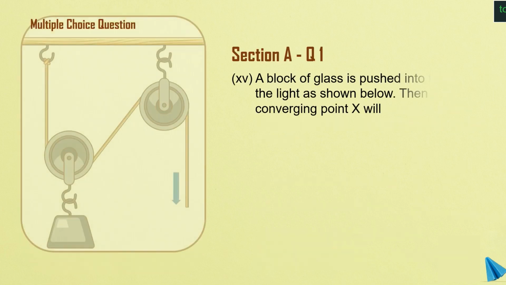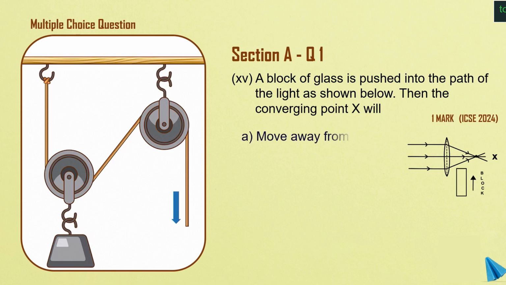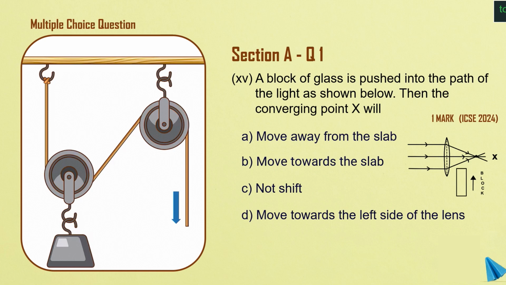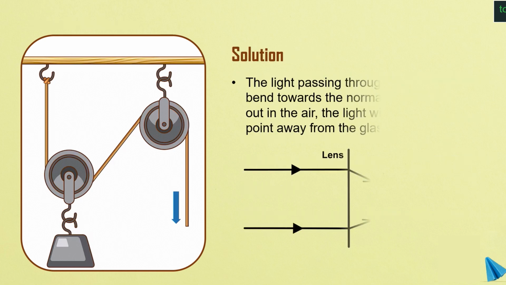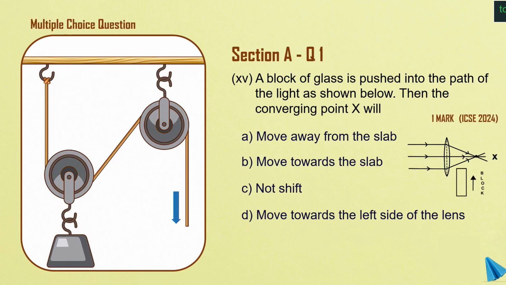Let us see one last question based on MCQ. It says a block of glass is pushed into the path of the light as shown below. Then the converging point X will, this is the figure, move away from the slab, move towards the slab, not shift, or move towards the left side of the lens. The light passing through glass slab will bend towards the normal, and after coming out in the air, the light will converge out at a point away from the glass slab. So it goes away from the glass slab. So the answer to this is it moves away from the glass slab, that is option A.